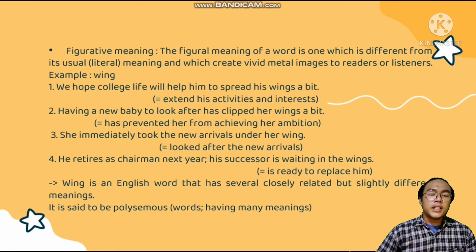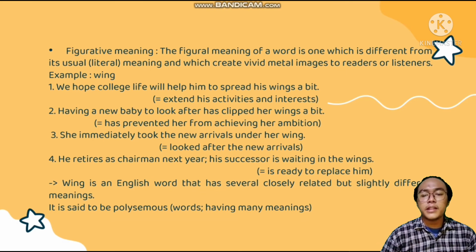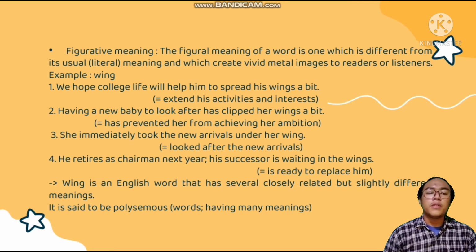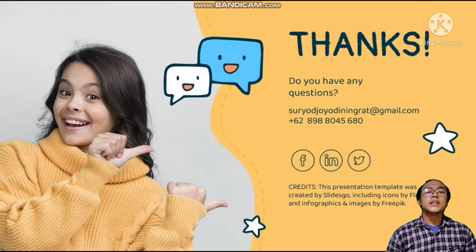Wing is an English word that has several closely related but slightly different meanings. It is said to be polysemous, a word having many meanings.